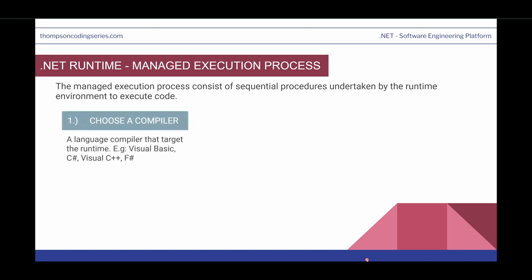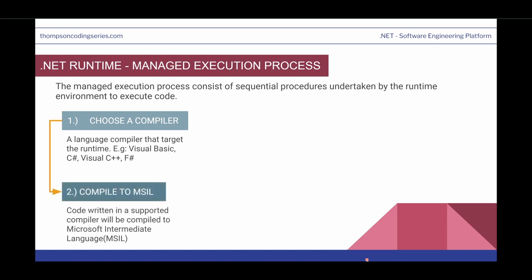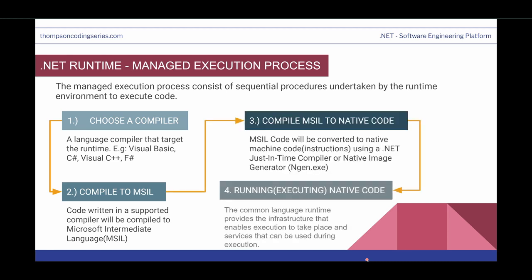So you have a compiler, or you write a language, you code or you build a system in C#, for instance. The compiler translates your code into MSIL. MSIL means Microsoft Intermediate Language. So your code is being compiled into MSIL. MSIL code is compiled into machine native code, which is executed in the runtime. So the runtime provides the entire infrastructure that enables execution of your code to take place. And that is what the runtime is.